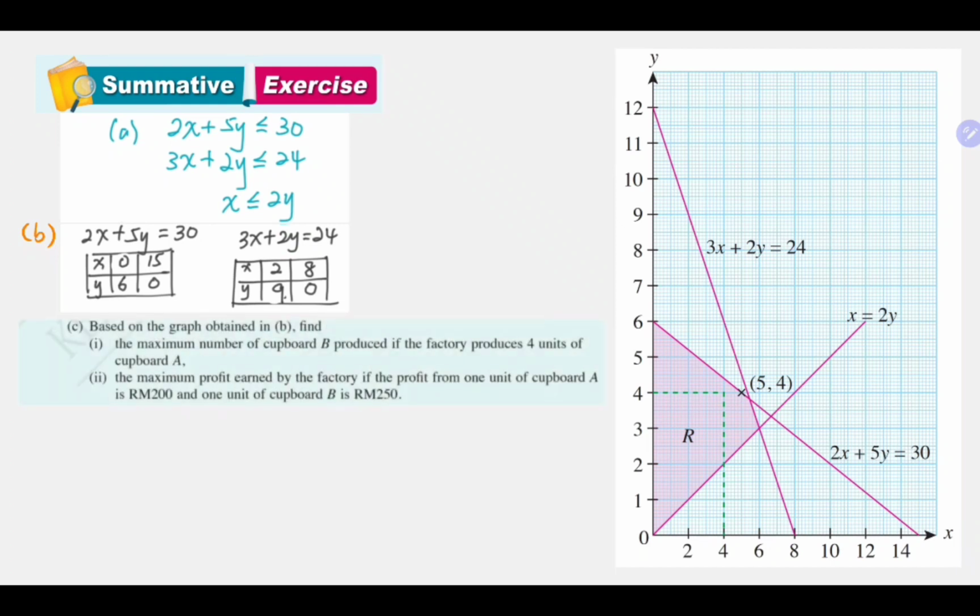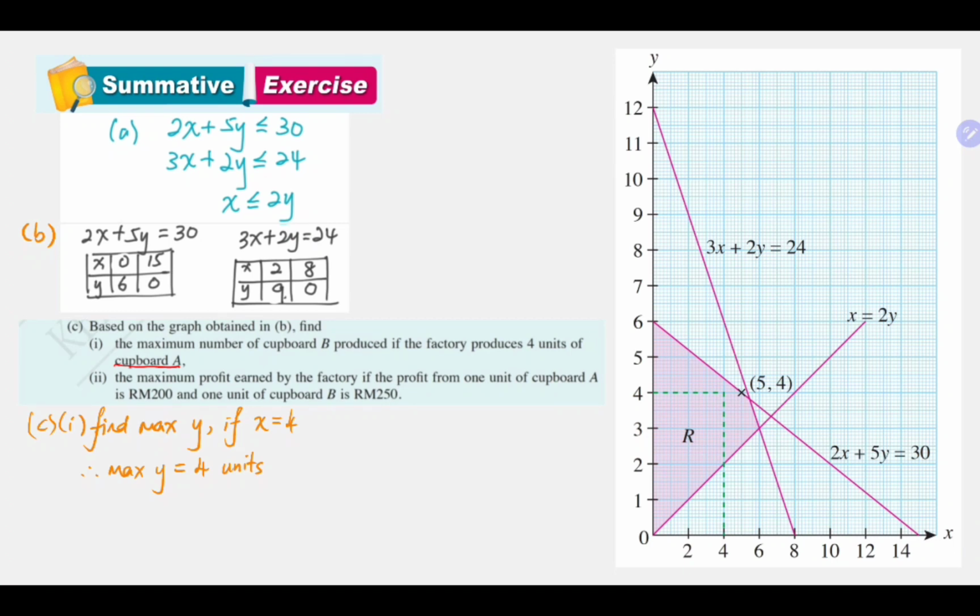C, based on the graph obtained in B, find number 1, the maximum number of cupboard B produced if the factory produces 4 units of cupboard A. So 4 units of cupboard A, which is x equals to 4. So when x equals 4, the maximum y, we cannot say it's 4.8, but it must be a whole number, so the maximum number is only 4. So maximum cupboard B is only 4 units.